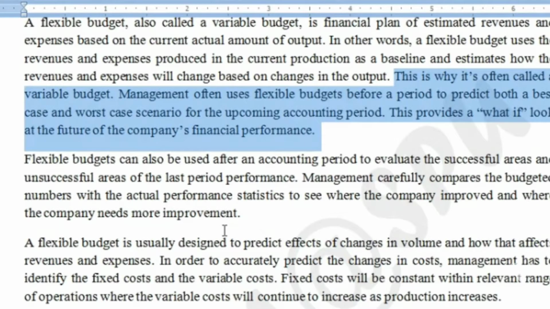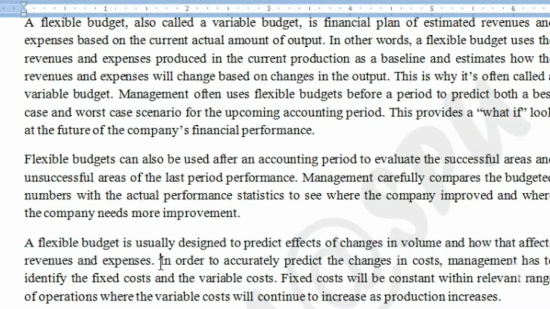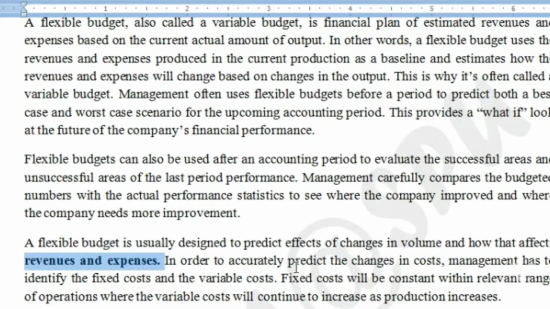Flexible budget is prepared on the basis of behavioral classification. It is usually designed to predict the effect of changes in volume and how they affect revenue and expenses. How will your income and expenses be affected? In order to accurately predict the changes in cost, management has to identify the fixed cost and variable cost.